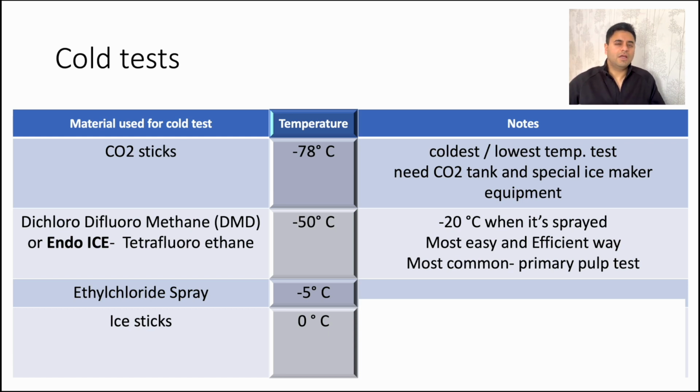You want to stay closer to or a little bit above 0 degrees, which is going to be ideal. So in that way, Endo Ice works great for us as clinicians. It's the most efficient, most easy, most commonly used pulp test, and it's a primary pulp test. So this is going to be your first choice if you are going to pick among all kinds of cold tests. Endo Ice is something that you really prefer.